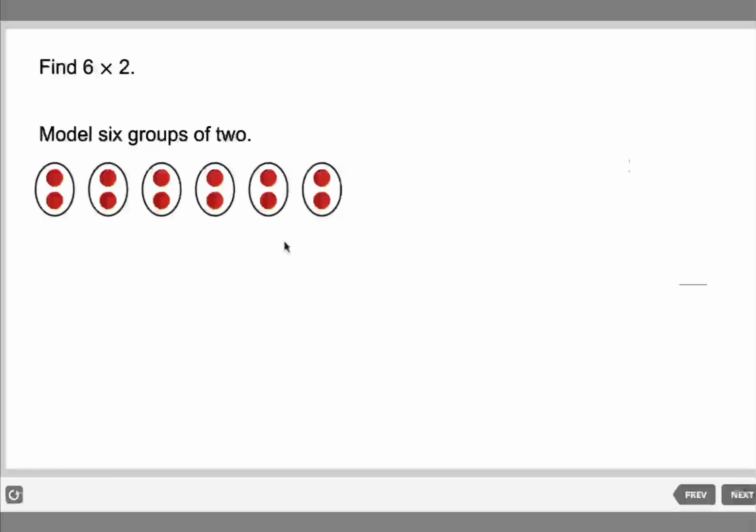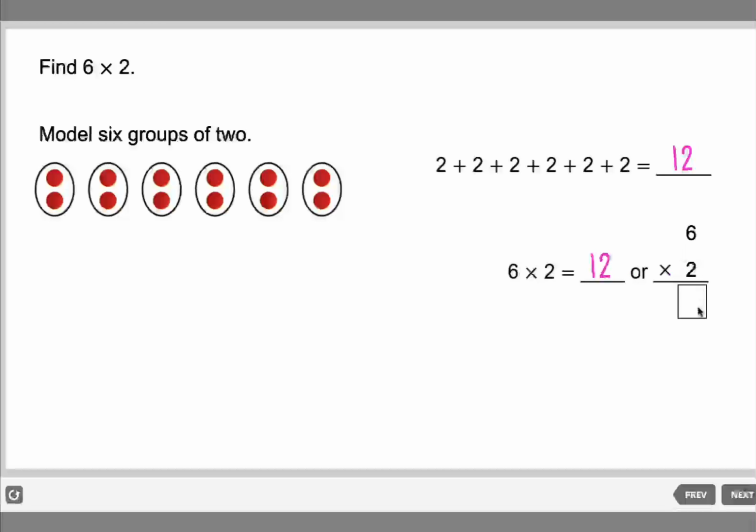And now, we can write it as an equation, an addition equation, repeated addition, 2 plus 2 plus 2 plus 2 plus 2 plus 2 equals 12. And we can write it also as a multiplication equation, and we can write the multiplication horizontally like this, 6 times 2. We call this horizontal, 6 times 2 equals 12. And we can write it vertical, like this, 6 times 2 equals 12. So this one is horizontal and the second one is vertical.